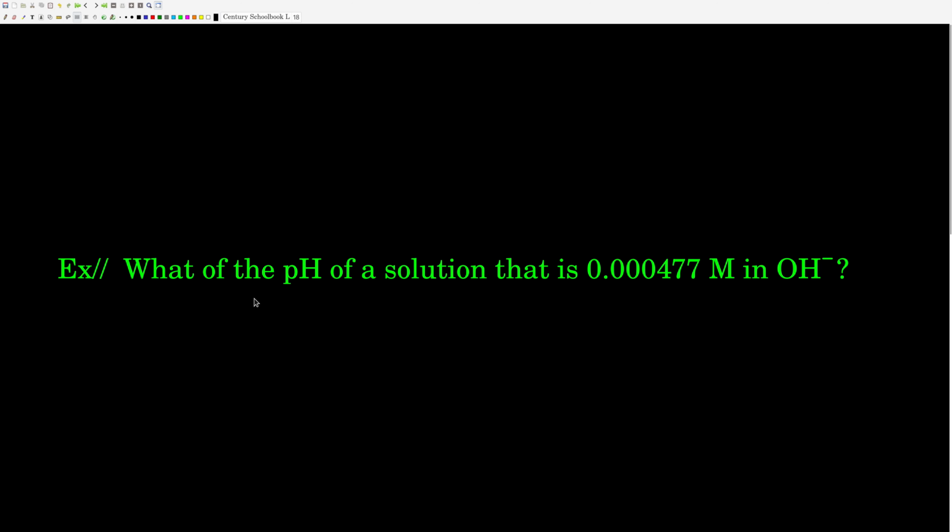So, little example. What's the pH of a solution that is 0.000477 molar in hydroxide ion? Why don't you guys work this out real quick and come on back when you get an answer.